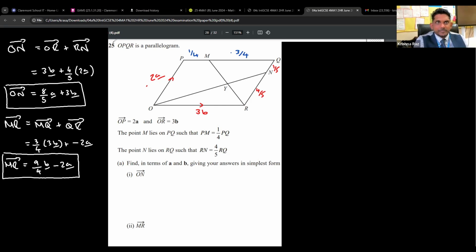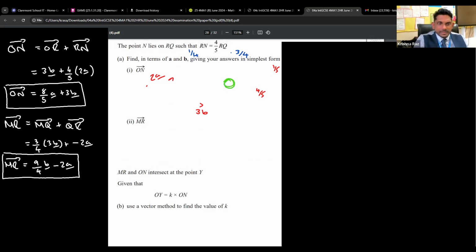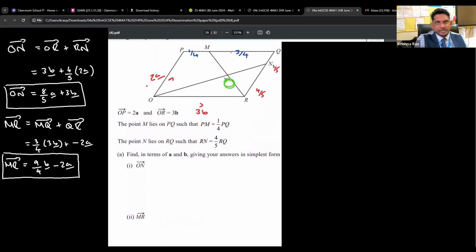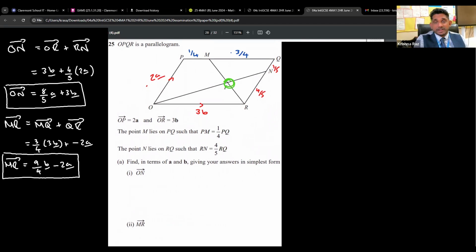So from this diagram, we can see that we haven't been given any information about this point. Let's see why. So if we look at the next bit, MR and ON intersect at that point. Y. Given that OY equals K times ON, find the value of K. That's what they want us to do, figure out the ratio. So this involves what we've just done. So we want to find where Y is.